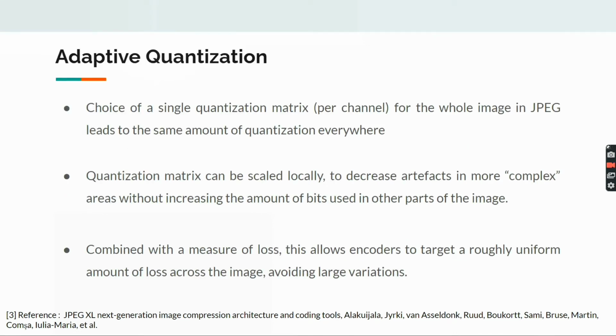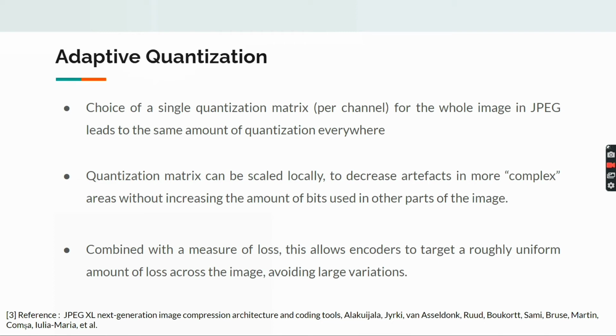If we remember, in JPEG we had the choice of a single quantization matrix per channel. So we used to have a quantization table which we used to quantize the DCT coefficients, and this table was constant for all the DCT blocks. But in JPEG XL, because we have variable DCT used on different blocks, we can have a different quantization matrix for each of these blocks, and even further this quantization matrix can be scaled locally so as to decrease the artifacts in more complex areas. So if the area has a lot of information, this quantization matrix can be customized for such areas, and this can be done without increasing the number of bits in other parts of the image.